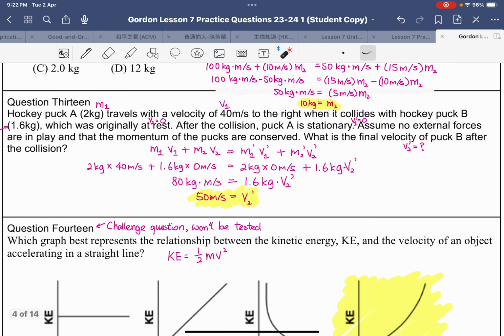Question 13. So in this case, again, this is an elastic collision. And so we're going to use this equation right here. All the information has been provided to you except for the velocity of object 2 after the collision. And so I'm just going to plug in all the values as I see it and calculate this. And so this should be your final answer.